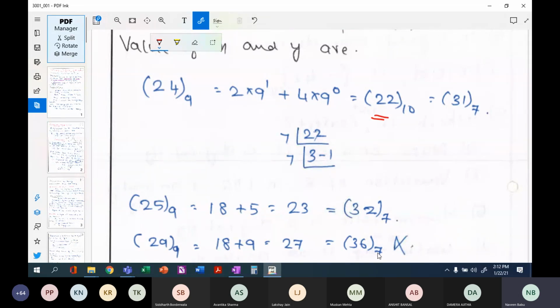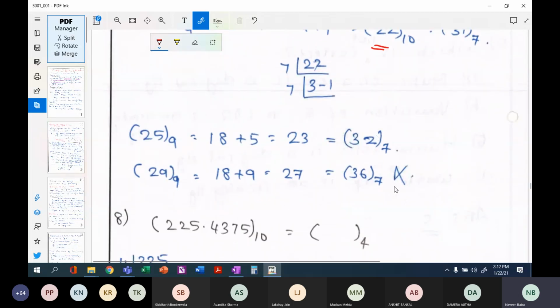29 if you put, you get 36 to the base 7. Obviously, for a number system with base 7, the symbols that are possible are 0, 1, 2, 3, 4, 5 and 6. These are the symbols possible. Though 36 is possible, applying 29 here is meaningless.